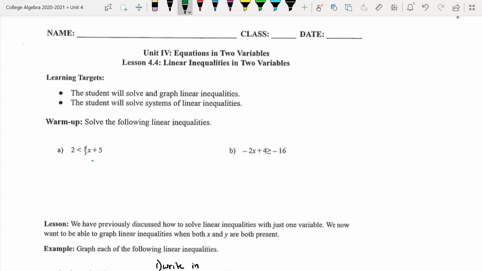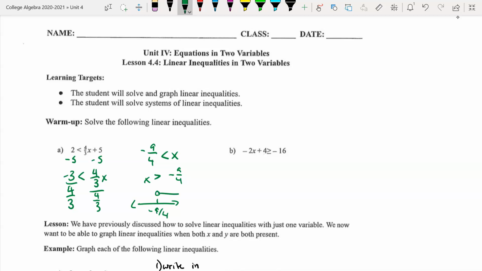If I was going to solve this, just remember, I would try to get the x by itself, so I'm going to subtract 5. Negative 3 is less than 4/3 x. I'm going to divide by 4/3, which means I multiply by 3/4, so I get negative 9/4 is less than x, aka x is greater than negative 9/4. So I would graph it: negative 9/4, open circle, shade to the right.